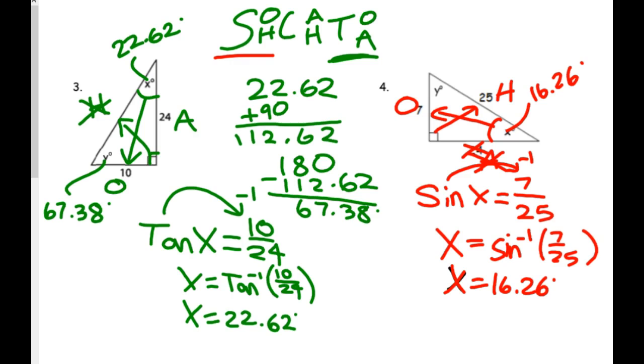So you take that x we just got, plus 90, subtract that from 180, that'll give you y. Okay, so 16.26 plus this other angle, which is 90. Add those up, subtract from the total, 180.